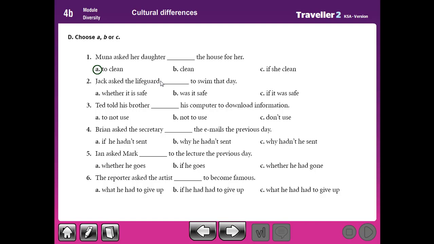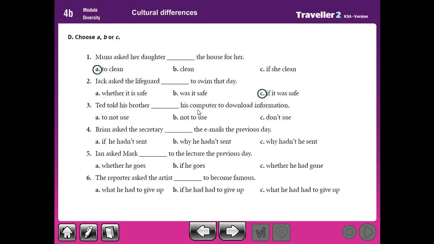Jack asked the lifeguard to swim that day. To swim that day. Which one is correct? Whether it is safe. Can we choose this one with present simple? No. Was it safe? Is the order right here? Was it safe or it was safe? It's not correct because we start with was here, right? But if it was, this is the right order of the reported one. If it was, so we start with the subject, then the verb. That's very good. If it was. So this one is the right answer.